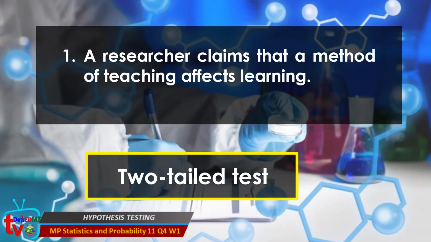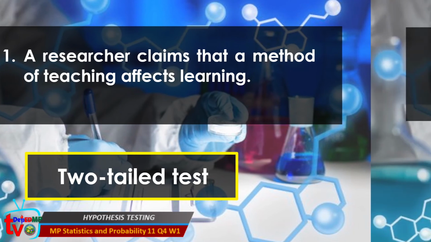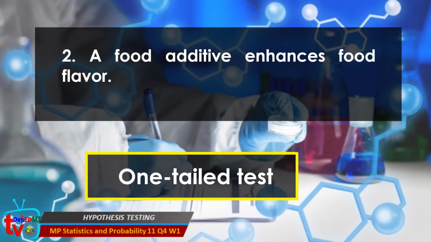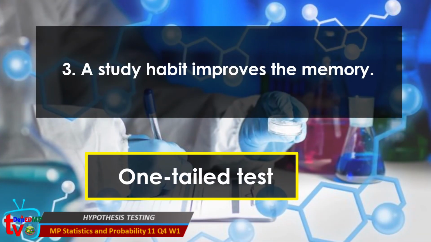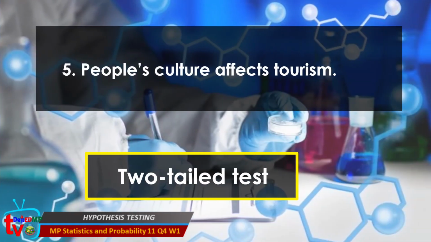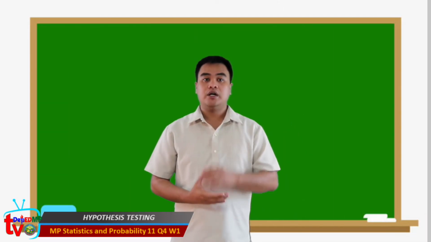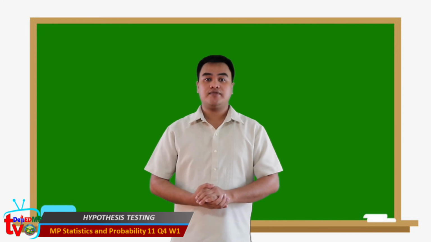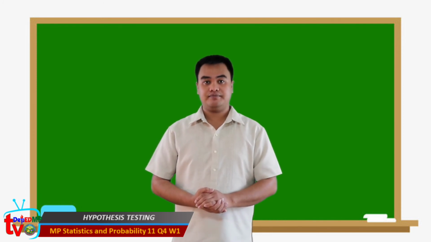Number 1. Two-tailed test. Number 2. One-tailed test. Number 3. One-tailed test. Number 4. Two-tailed test. And number 5. Two-tailed test. Good job! You have successfully finished the tasks given.